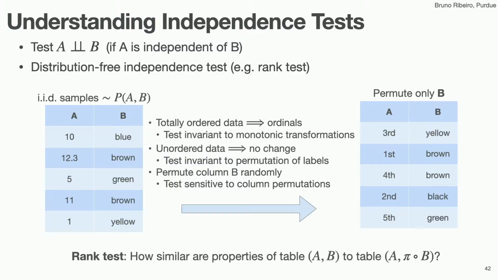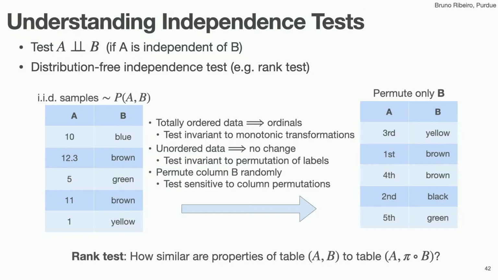And then what a permutation test, what this distribution-free independence test will do, is essentially permute just column B, for instance, and ask, do I see any statistical difference between this table and this table? So I have some metric over the tables, and I measure if the metric looks different if I just permute this column. Why permute this column? Because then I make B independent of A, just by permuting the column.